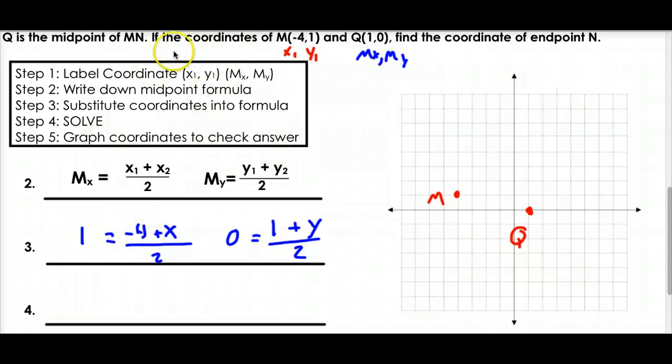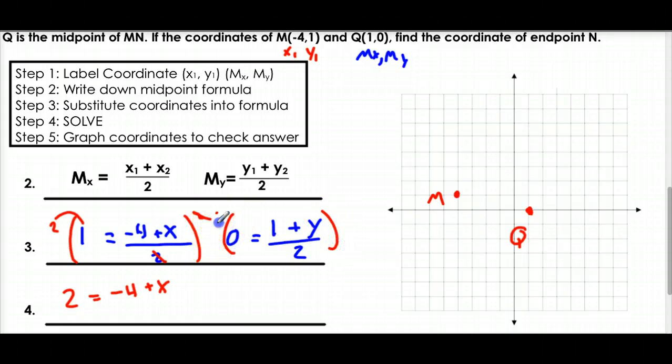What we're going to do now is multiply both sides by 2 because we're solving for this x and we hate this 2 over here. So let's multiply both sides by 2. When we do that, these 2's cancel out and we just distribute this 2. So we get 2 equals negative 4 plus x. Remember, this 2 canceled out. We're going to do it over here now. Multiply by 2 and 2. And 2 times 0 is 0, which equals, these cancel, we get 1 plus y.